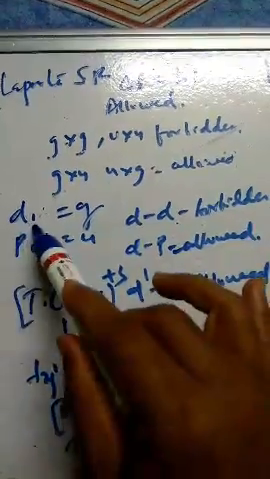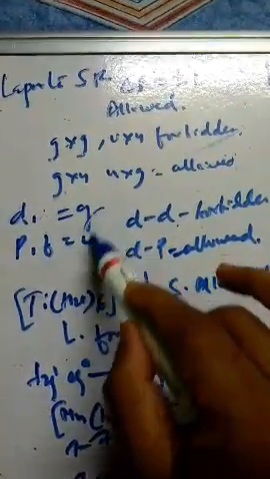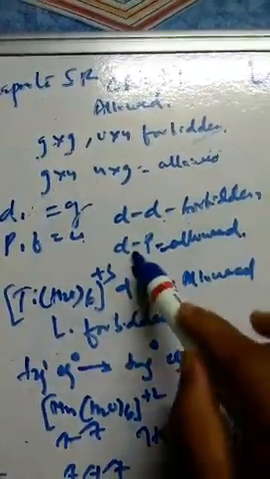Similarly, which is allowed now? So d into p. So d-p is allowed, because it is gerade into ungerade, and gerade into ungerade is allowed. So these are allowed transitions.